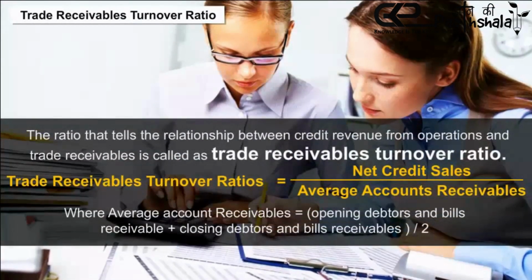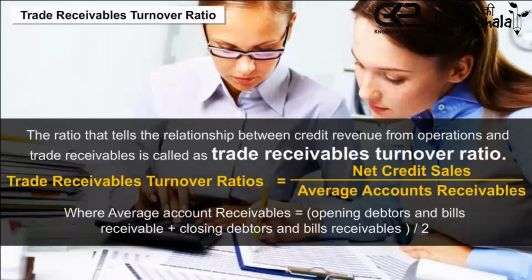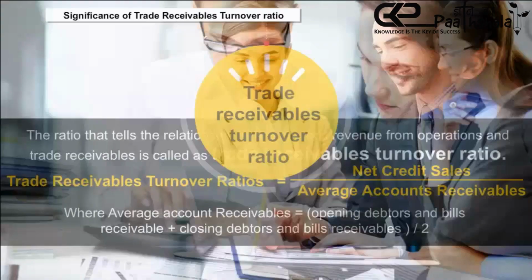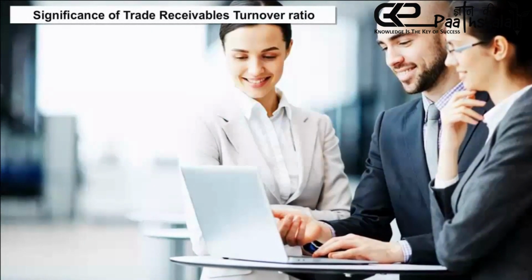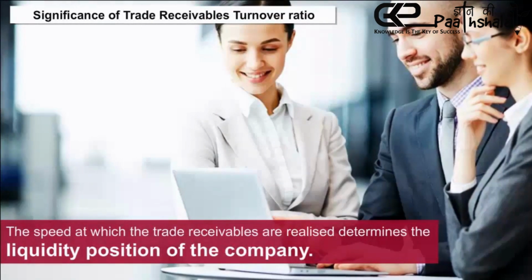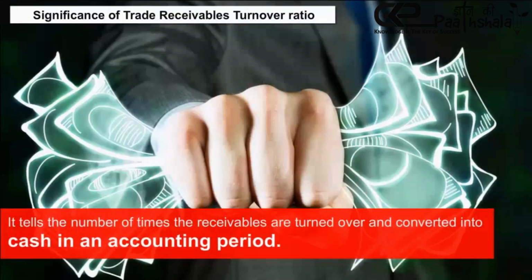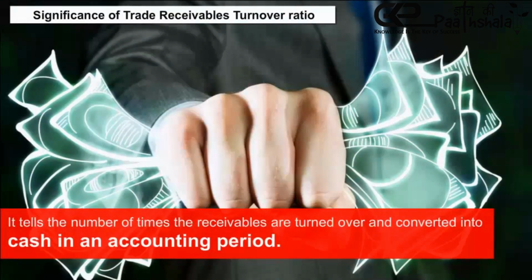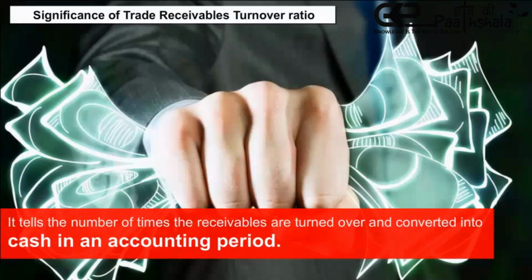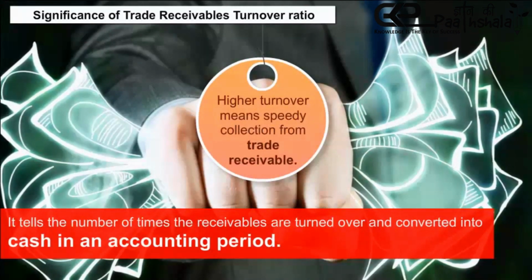Trade receivables turnover ratio. The ratio that tells the relationship between credit revenue from operations and trade receivables is called trade receivables turnover ratio. Significance of trade receivables turnover ratio. The speed at which the trade receivables are realized determines the liquidity position of the company. It tells the number of times the receivables are turned over and converted into cash in an accounting period. Higher turnover means speedy collection from trade receivables.